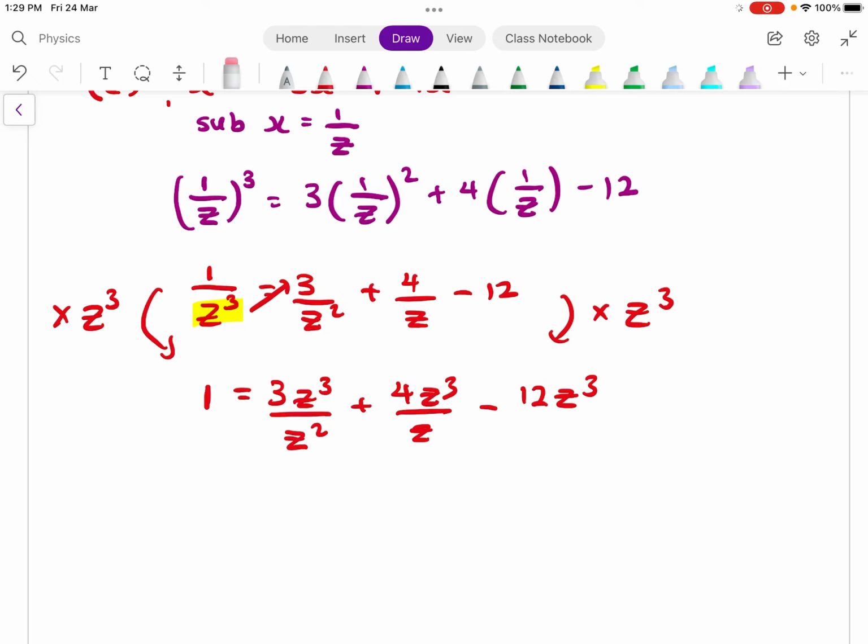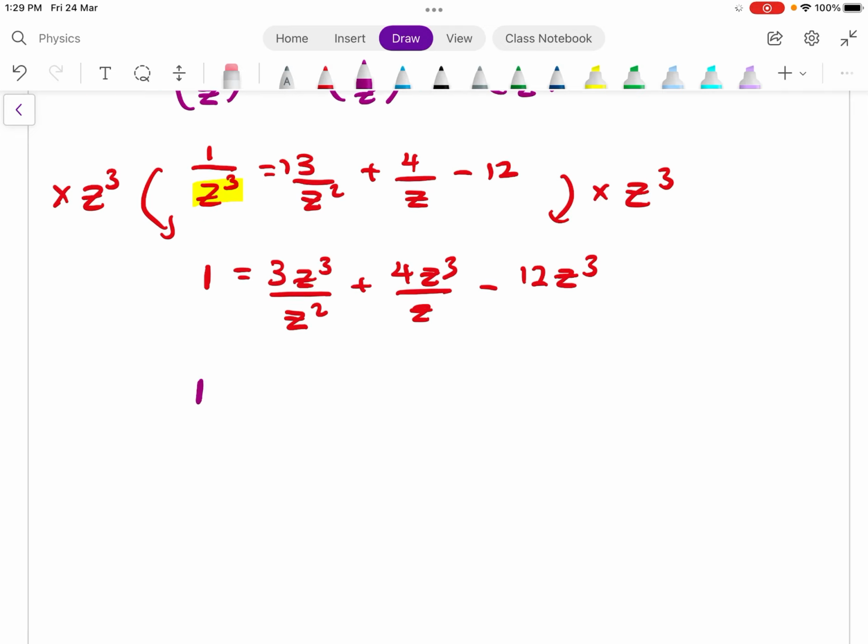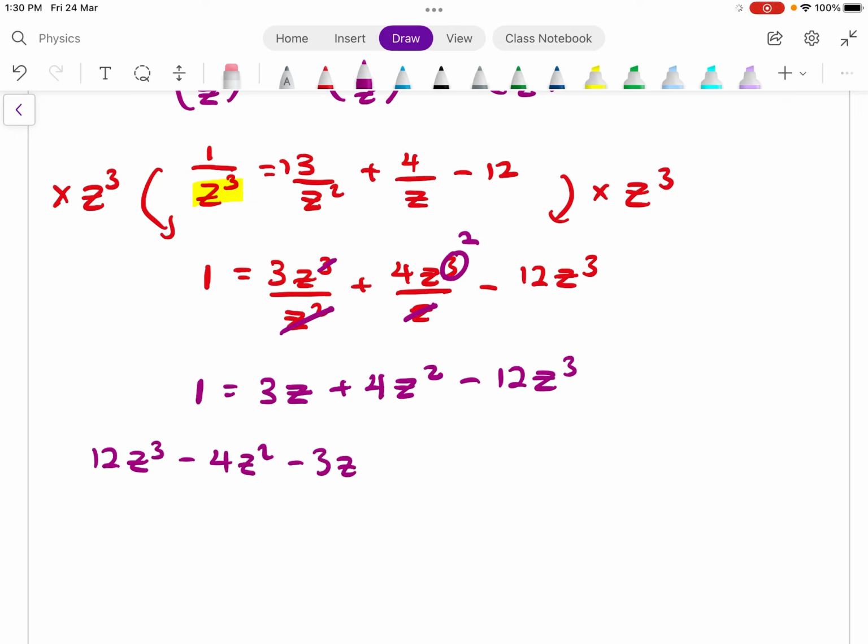When you do that, you realize that my form has sort of come out already. You can see it's very similar, right? The left hand side is 1. On the right hand side, z cubed and z squared cancel out, leaving 3z. Then the next term becomes 4z squared, and of course the last one will be minus 12z cubed. Then you move everything to the left hand side, which is 12z cubed minus 4z squared minus 3z plus 1. So you can see that this form has come out.